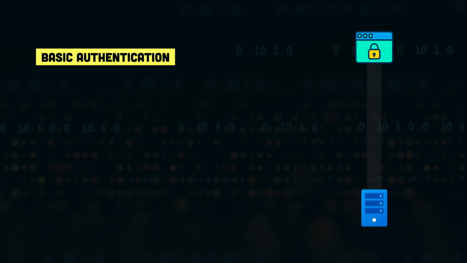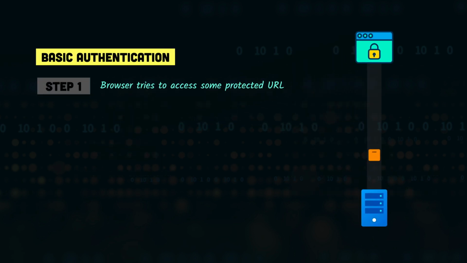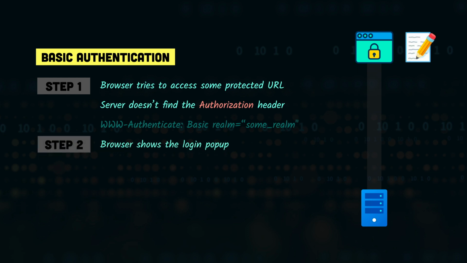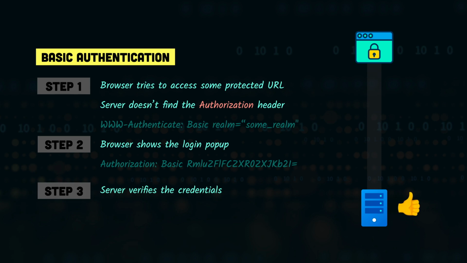All right, to summarize, the user tries to request some protected URL, the server doesn't find the authorization header, so it sends the response with the www-authenticate header. The browser finds the authenticate header and shows the login pop-up. On submission of the form, the browser uses Base64 encoding to send the credentials in the authorization header. The server verifies the credentials and grants the access. So this is how the basic authentication works.